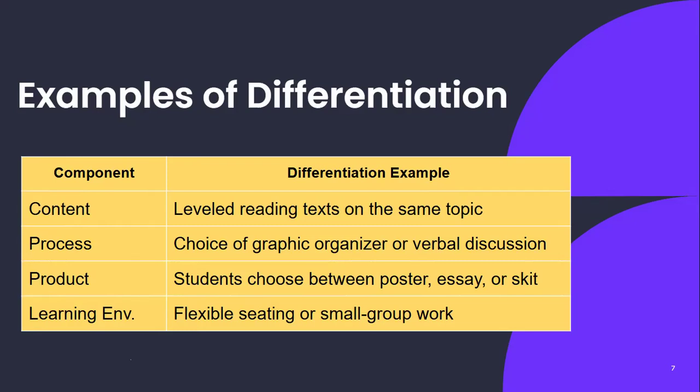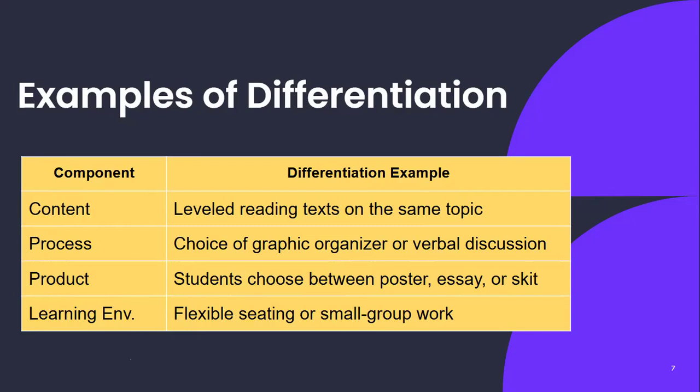The product: students can choose between a poster, an essay, or a skit. So we would want to keep the criteria the same. How many pieces of evidence do they need to show? Do they need to state a clear claim? What sort of techniques or elements need to be included? But then we're giving them some choices in how they want to demonstrate their learning.